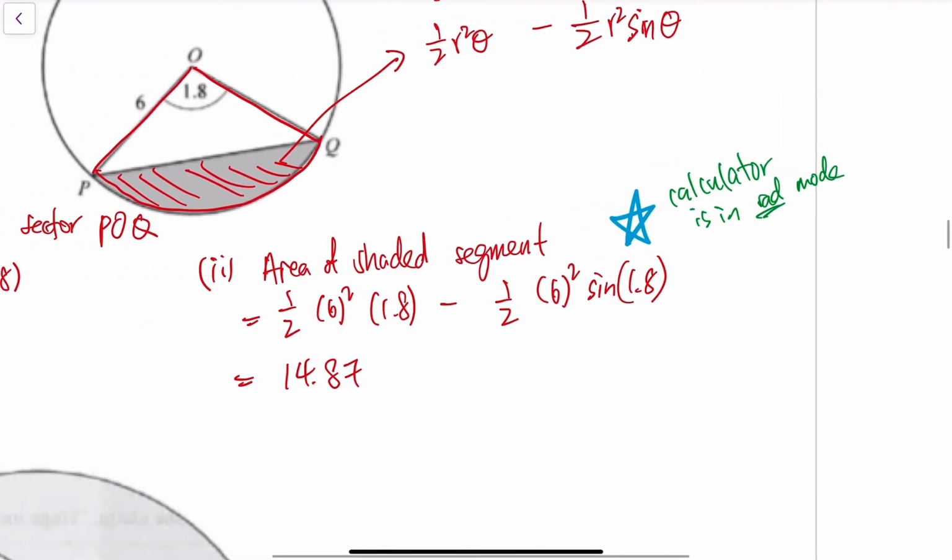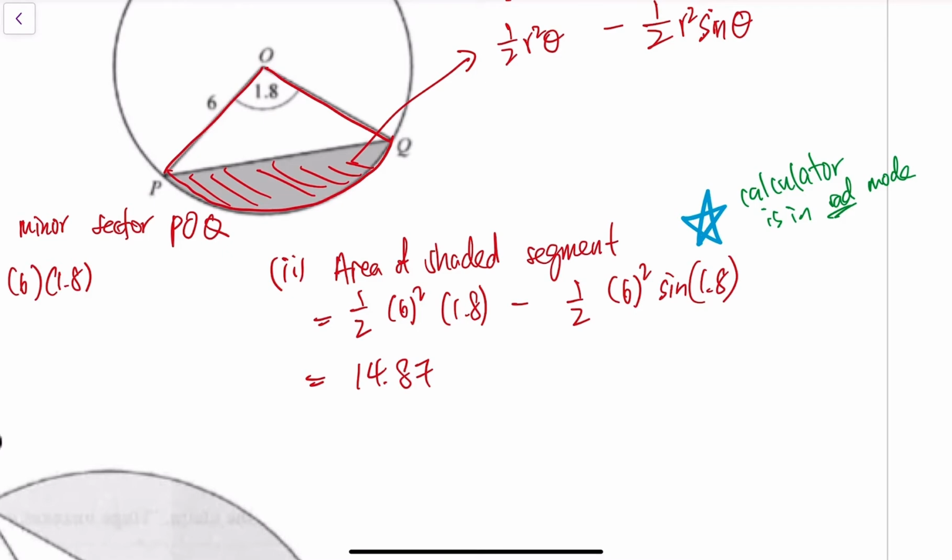I will urge all of you to pause this video to go and press calculator and see whether you get the same number. If you didn't, means that, hey, maybe your calculator mode has to change. Maybe you forgot to change. Okay, so what we have here is 14.8. Sorry, this, if you round it off, is 14.9 cm squared, 3 SF.